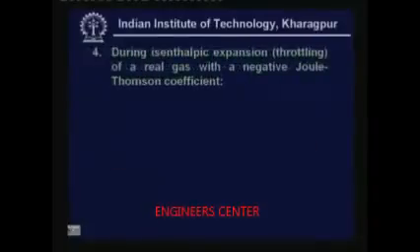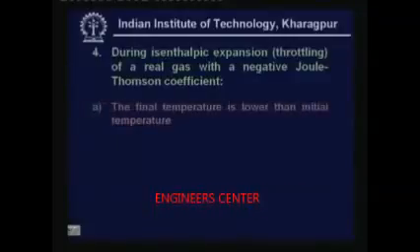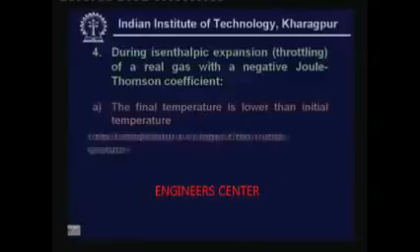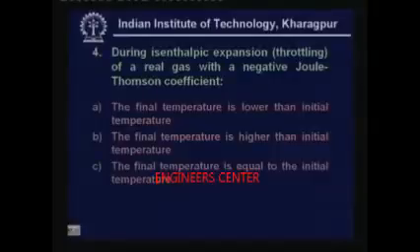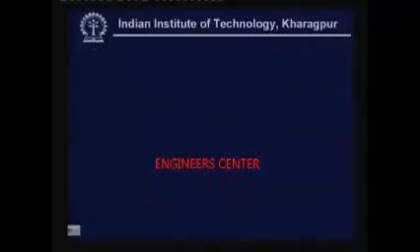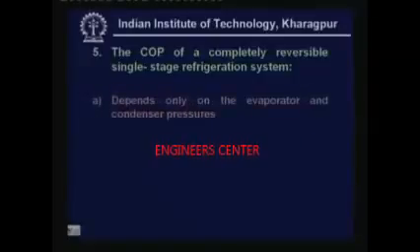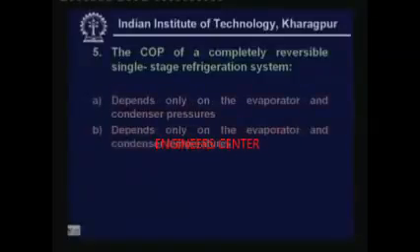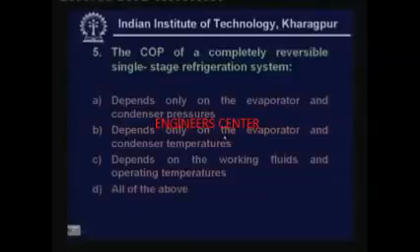And fourth problem is, during isenthalpic expansion of a real gas with negative Joule-Thomson coefficient, the final temperature is lower than initial temperature, the final temperature is higher than initial temperature, the final temperature is equal to the initial temperature, and finally nothing can be said about the temperature. And problem number 5, the COP of a completely reversible single stage refrigerant system depends only on the evaporator and condenser pressures, depends only on the evaporator and condenser temperatures, depends on the working fluids and operating temperatures, and all of the above.